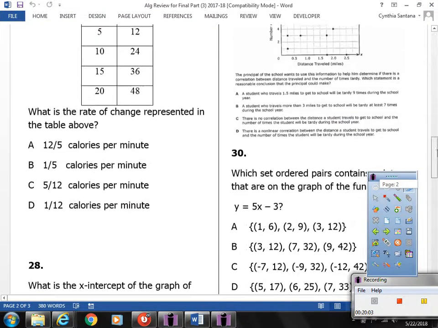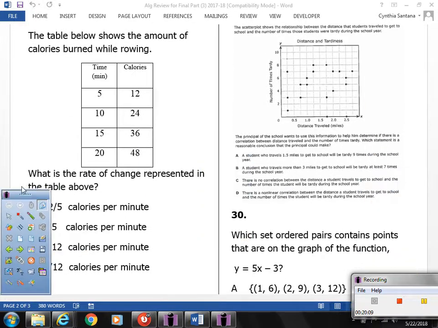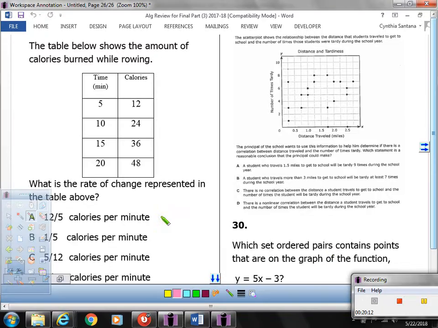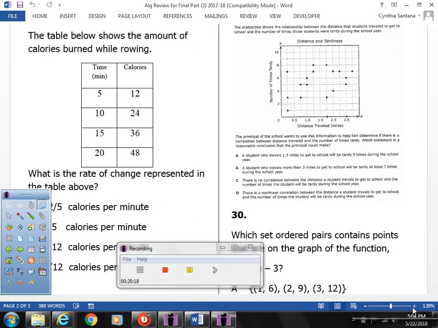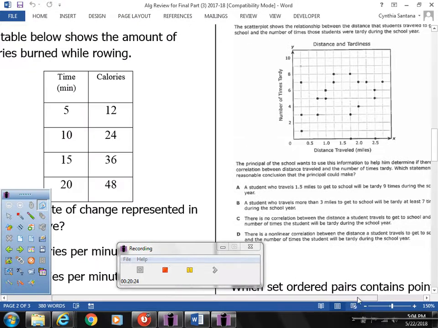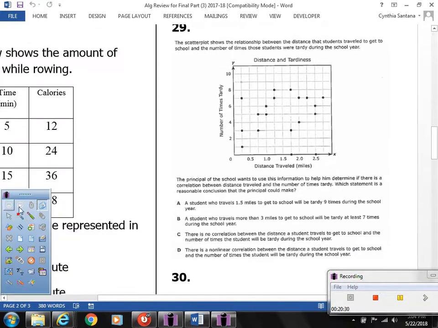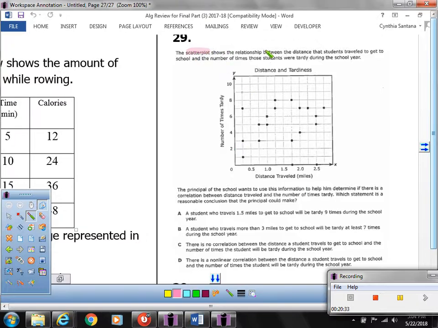So the next question is number 29. Looks like it's a scatter plot. And I might need to zoom into this. Let's see, let's try that again. Really small print, sorry about that. Let's see if I can get this a little clearer. Alright, so the scatter plot shows the relationship between the distance that students traveled to get to school and the number of times those students were tardy during the school year. So distance traveled to get to school and the number of tardies.